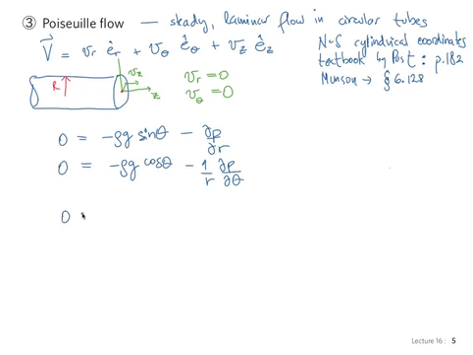And finally we have the equation in the z direction where we have the dp/dz. So the z direction goes in the axial direction. So there's no pressure gradient there. Oh, well, sorry, there is a pressure gradient. There is no gravity there. Plus our viscous term mu, 1 over r, d/dr, of r dvz/dr.